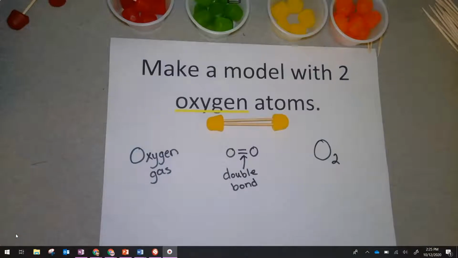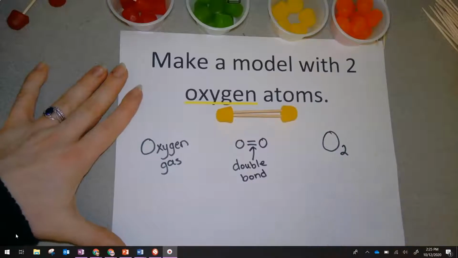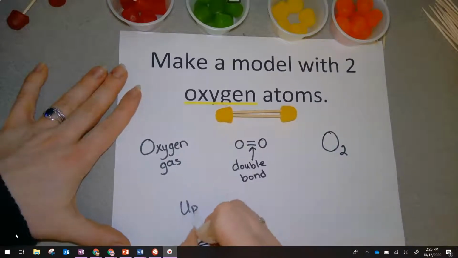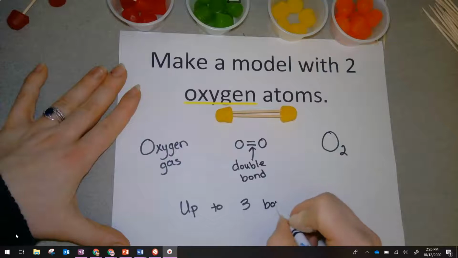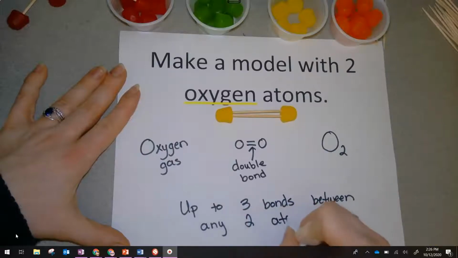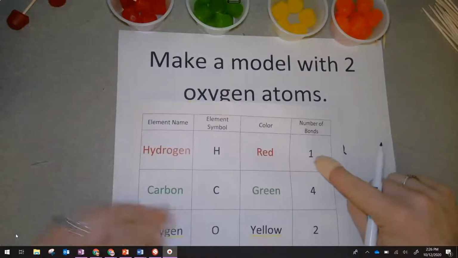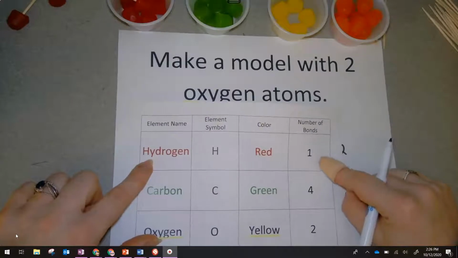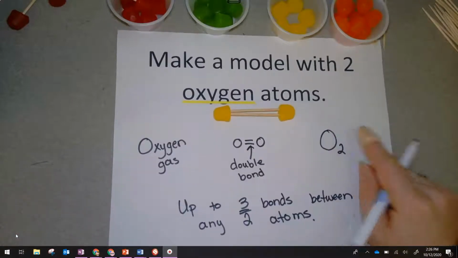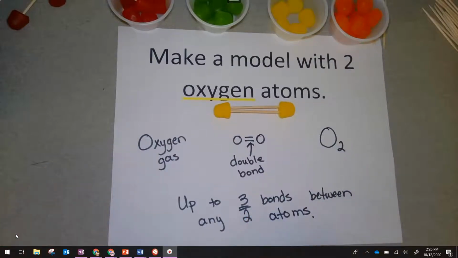So in case you're wondering, well, Ms. 2S, you didn't tell me you can have more than one bond between atoms. I'm going to tell you, you can have up to 3 bonds between any two atoms. Okay, that's only if the bonding rules allow it. Hydrogen wouldn't be able to have a double bond because hydrogen can only ever have one bond. But there are some other elements that can have double and possibly up to 3 bonds between any two atoms.